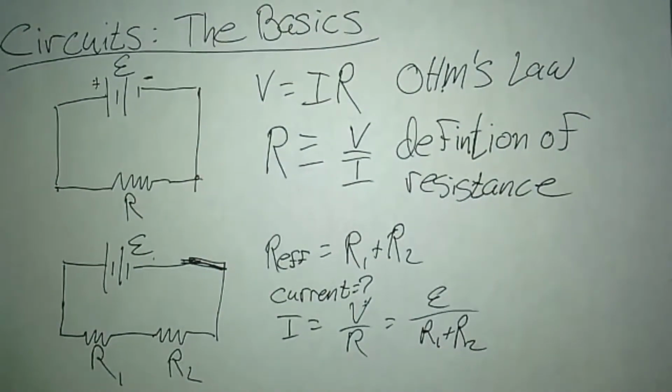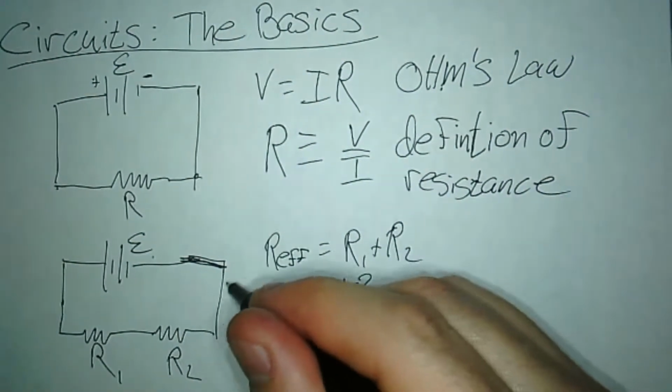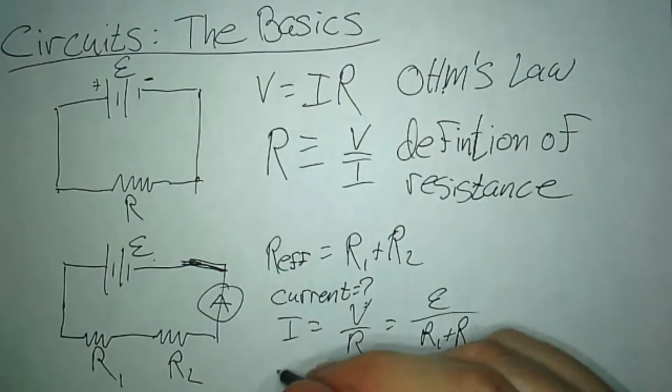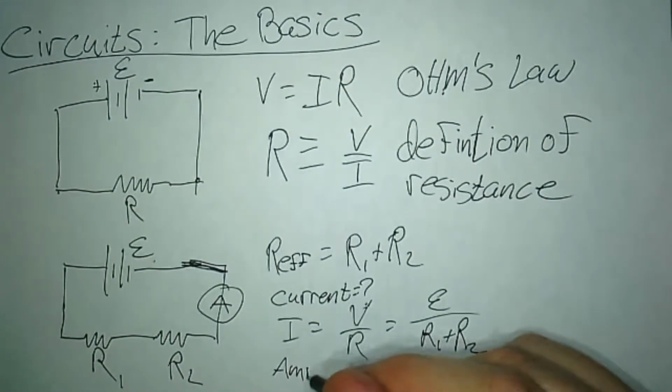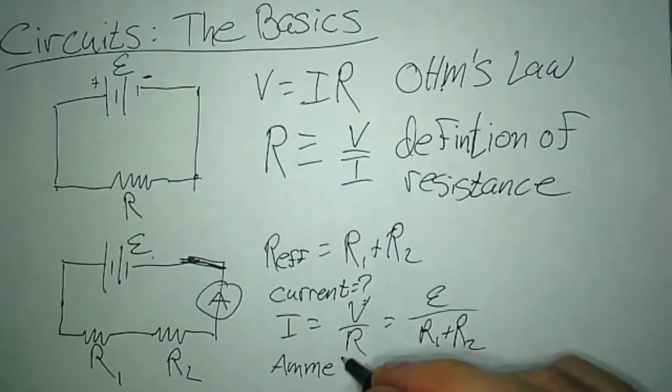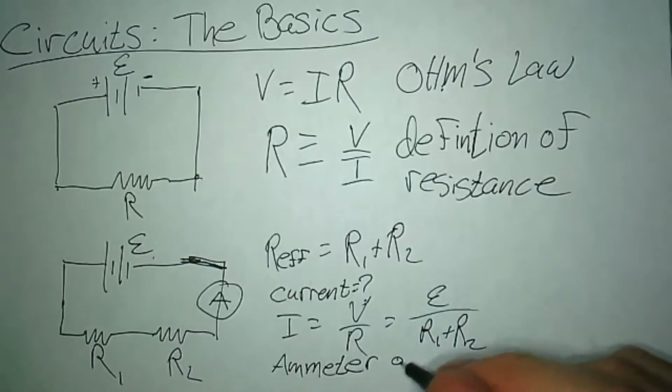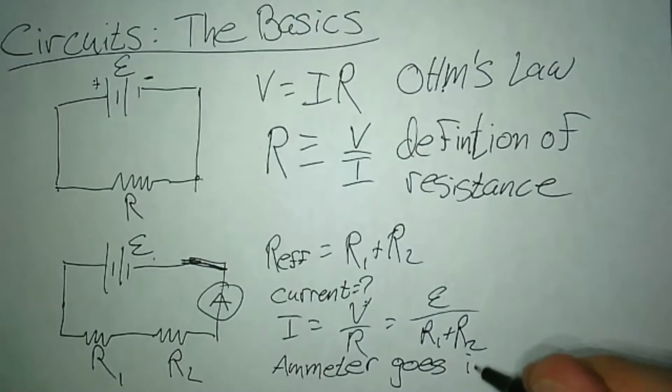Now, how would you measure current, though? Well, I'd want to put an ammeter right here. I'm going to mark it with an A for ammeter. And I'm going to put it in series in my circuit because I want all of my current to pass through my ammeter. So I'm going to say ammeter goes in series.